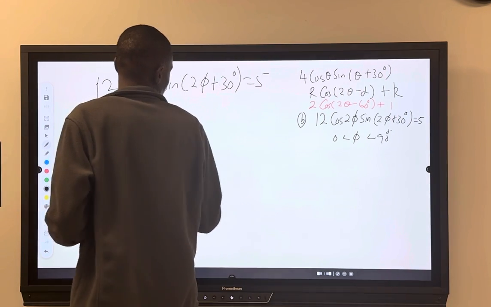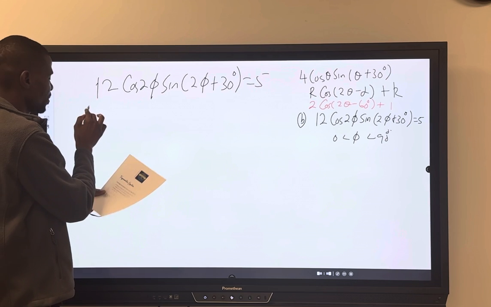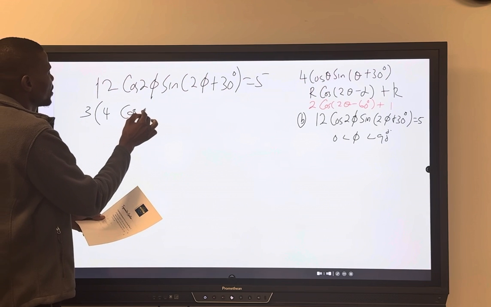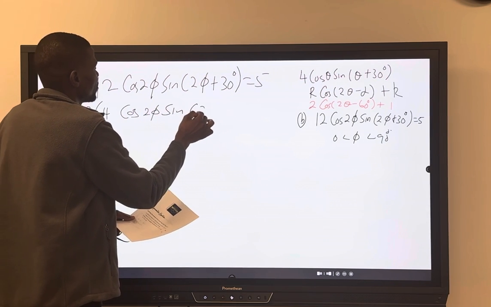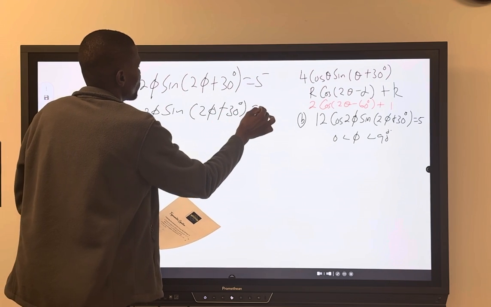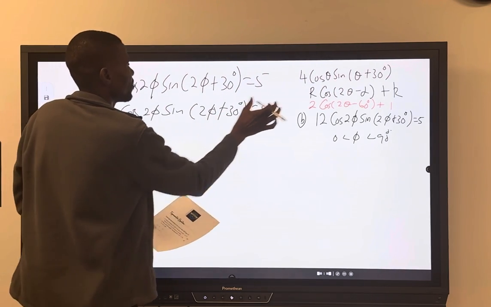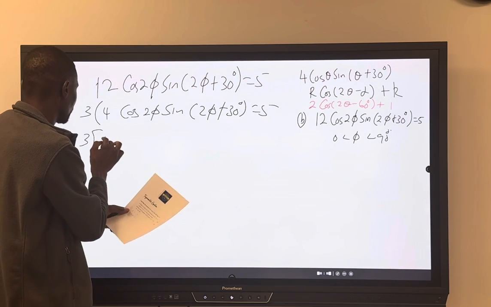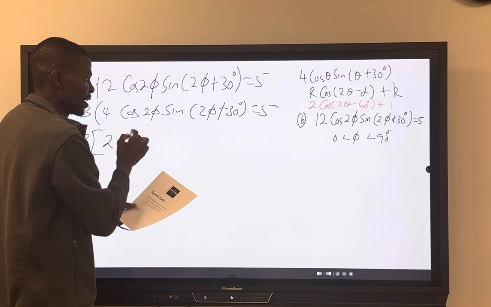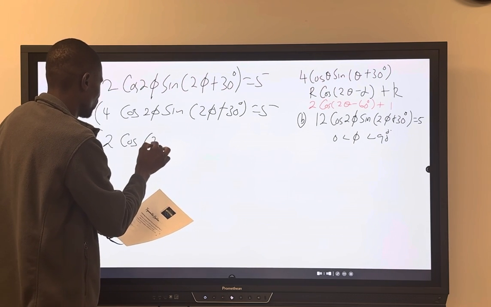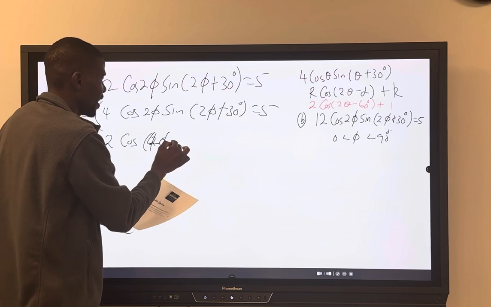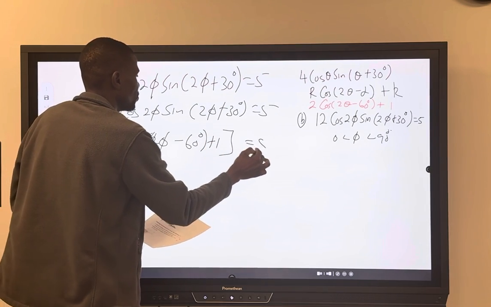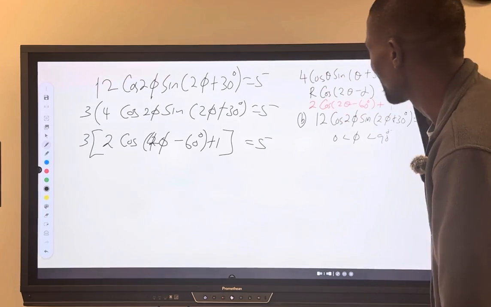This can be rewritten as, remember we factored out 3 here, so 3 times 4 cos 2 phi sine 2 phi plus 30 degrees equal to 5. So this part here is now equivalent to that, which can be rewritten as, my R was 2, so it's 2 cos, then it's 2 times 2, which is 4 phi minus 60 degrees plus 1, right? Then equal to 5.